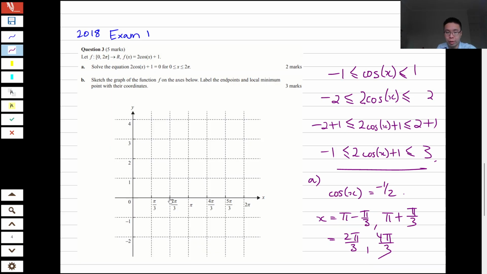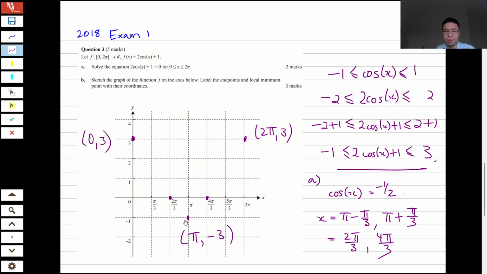Okay, so I know I'm going to have an x-intercept here and an x-intercept here. And I know that the graph will start at 0, 3. The period is 2 pi. So when I get to 2 pi, it's going to be the same value. By symmetry, the minimum will occur halfway between the maximums. So pi, negative 1.